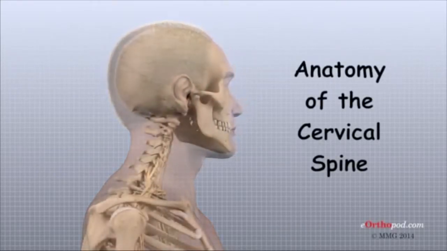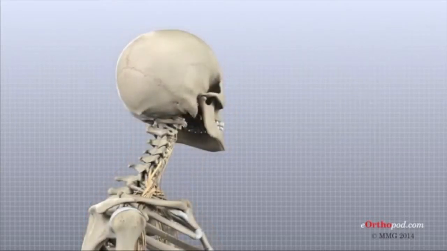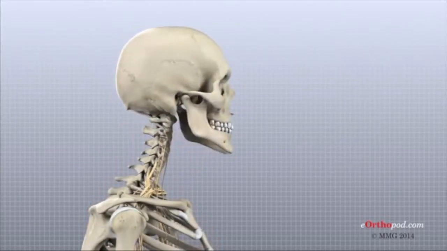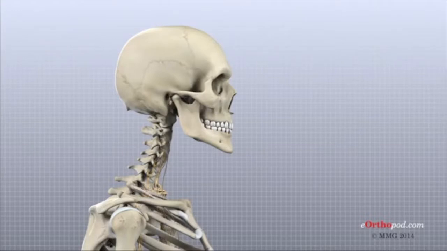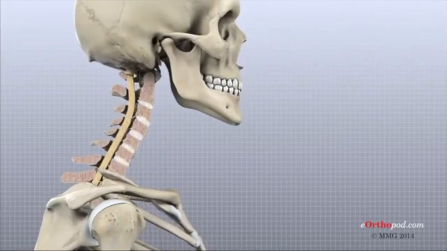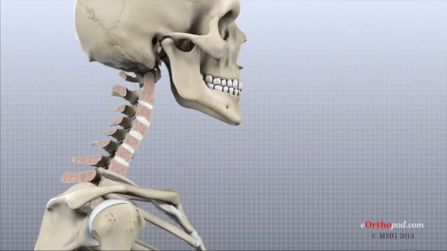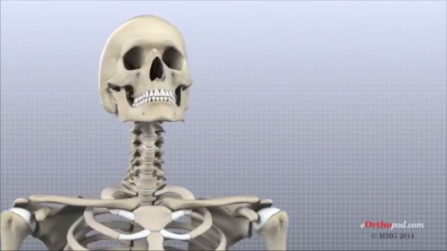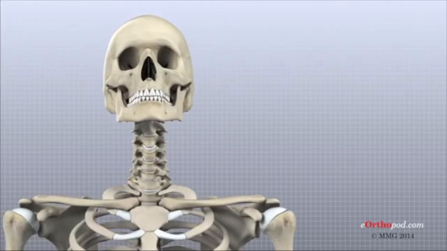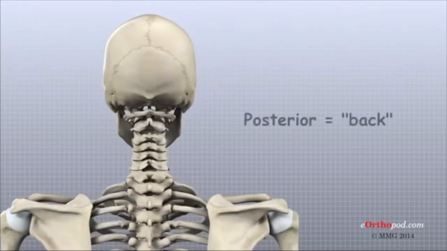The cervical spine has the important job of supporting the skull and allowing us to move our head to direct our vision. The cervical spine also protects the spinal cord, the connection between our brain and the rest of our body. 2 common anatomic terms are useful as they relate to the cervical spine. The term anterior refers to the front of the neck. The term posterior refers to the back of the neck.